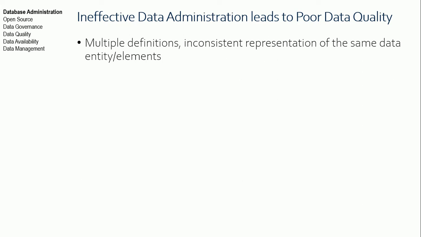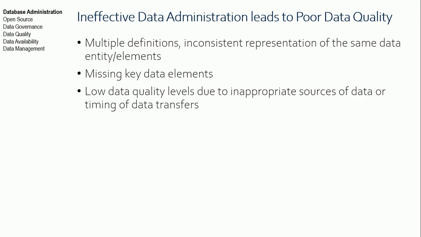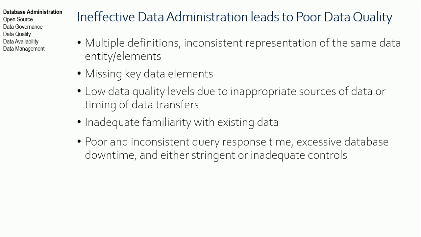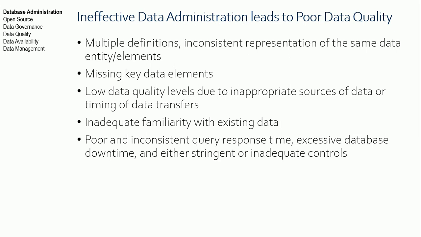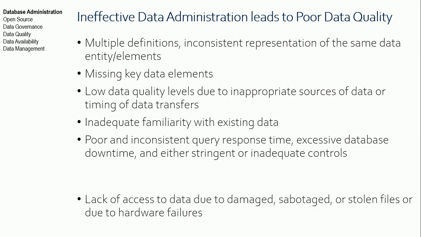And quality data is really important. We'll talk about a few reasons for that. If there are multiple definitions or inconsistent representation of the same data or entity elements, this could cause poor data quality. If we're missing key data elements, if we have low data quality levels due to inappropriate sources of data or timing of data transfers, inadequate familiarity with existing data, there could be poor and inconsistent query response times, excessive database downtime. All these different things could manifest themselves as poor data quality within an organization.